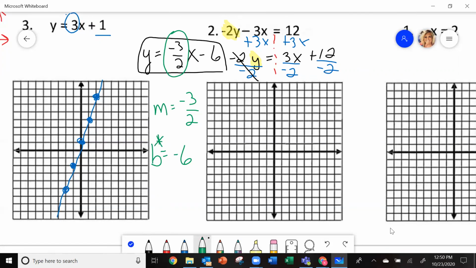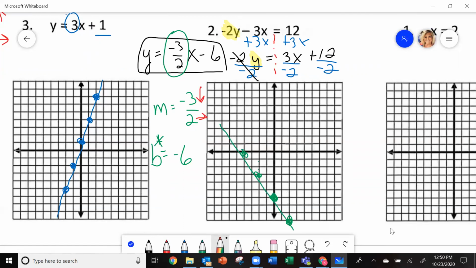Start at negative 6. 1, 2, 3, 4, 5, 6. That's where we begin. My slope is negative, so I'm going to go down. Bottom number always to the right. So I'm going to start at my y-intercept and go down 3, 1, 2, 3, to the right 2. I run out of room, so I need to go backwards. I'm going to go up 3 to the left 2. Up 3 to the left 2. And I'm going to draw my line.